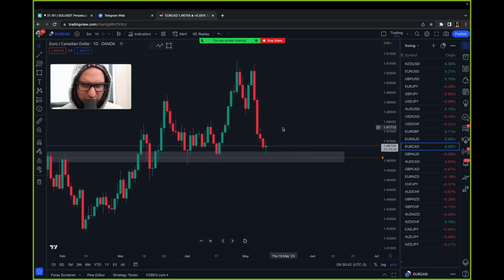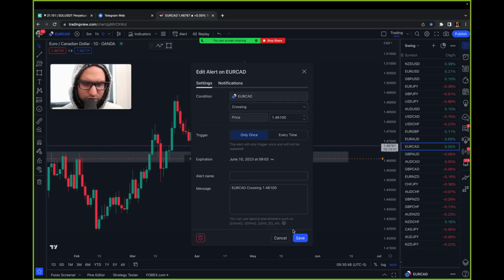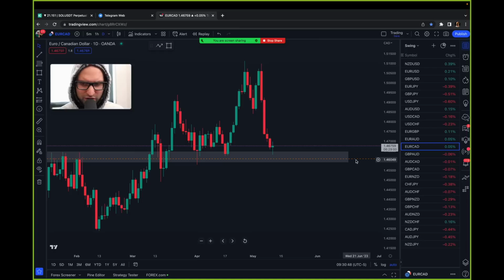Nothing fancy, nothing crazy. Euro CAD, I'm going to look to buy if price comes into this zone. I think that would be a deep enough test, and an invalidation or stop or hedge would have to go below that previous low.